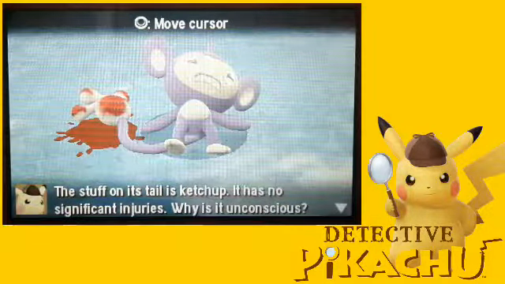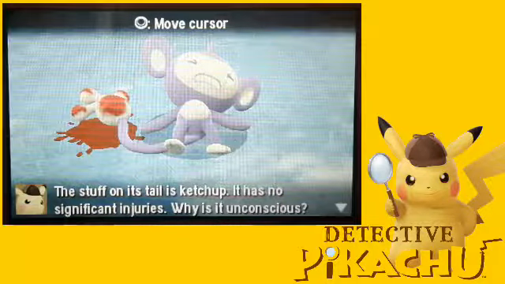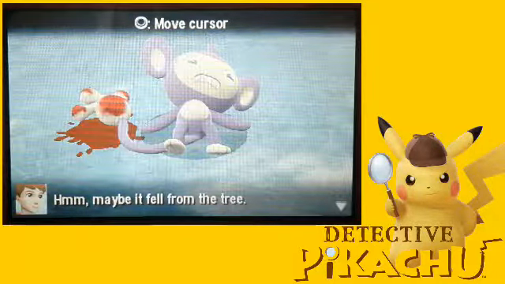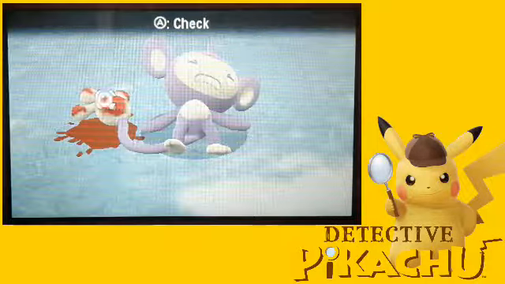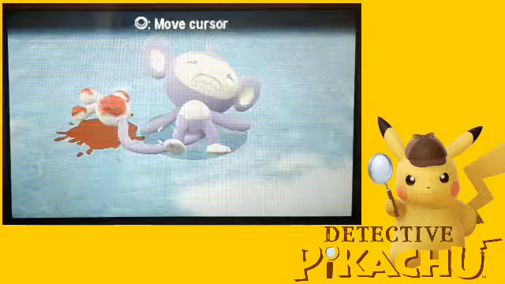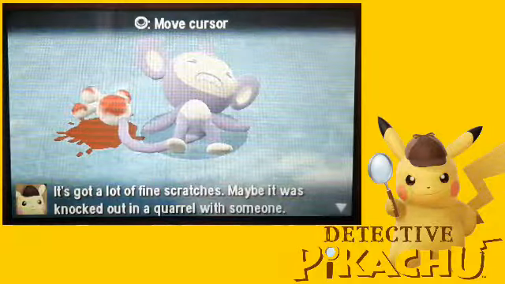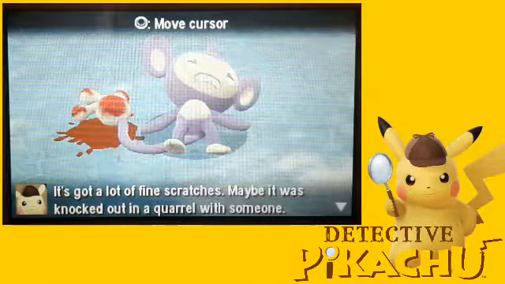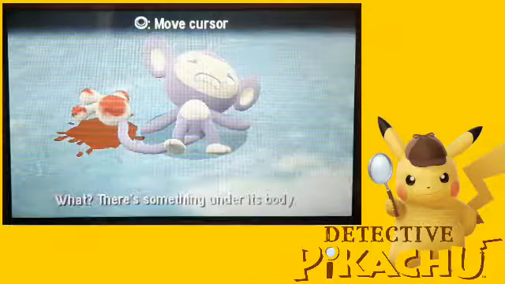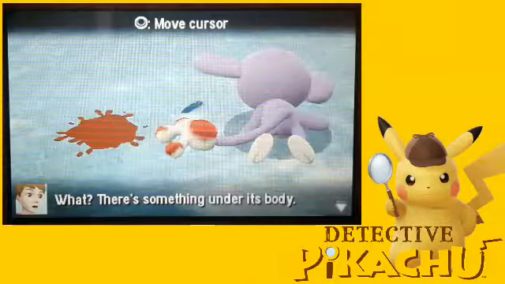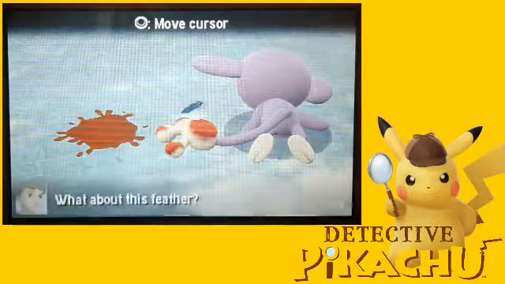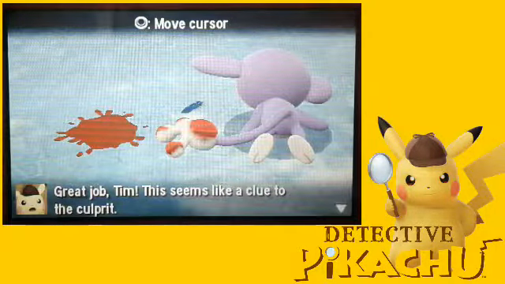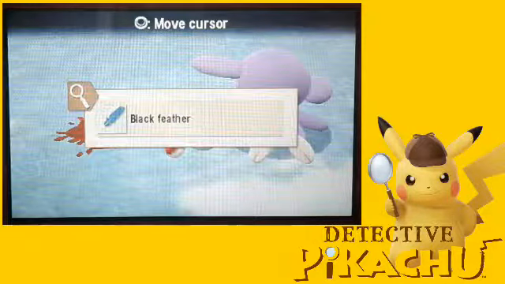It has no significant injuries. Why is it unconscious? It fell out. Maybe it fell from a tree. It got a lot of fine scratches. Maybe it got knocked down in a quarrel with someone. What? There's something on this, but why did it roll over? What about this feather? Great job, Tim. Seems like the culprit.